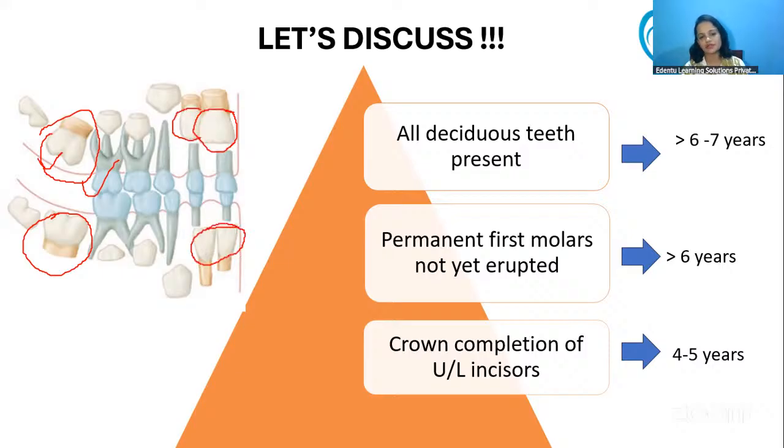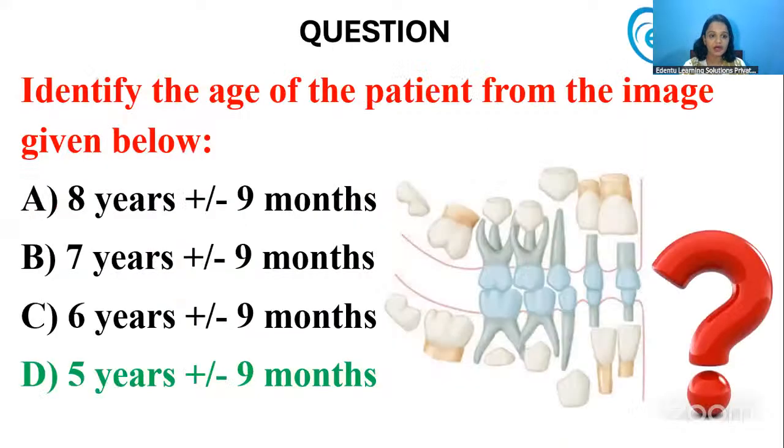Okay, so their crown completion usually happens by 4 to 5 years. So we can predict the patient's age is less than 6 years, but not less than 5 years, not less than 4 years. Okay, so out of the options given, the best option we can choose is option D, 5 years plus or minus 9 months. So this is how you can arrive at the answer for age estimation questions.